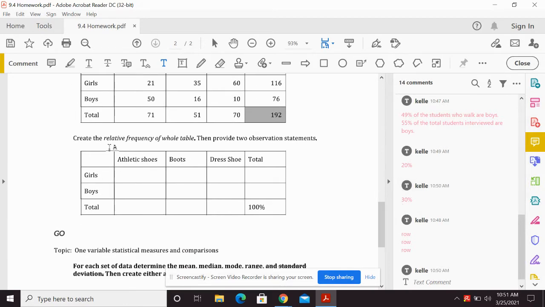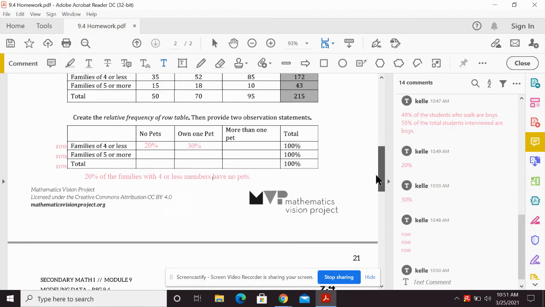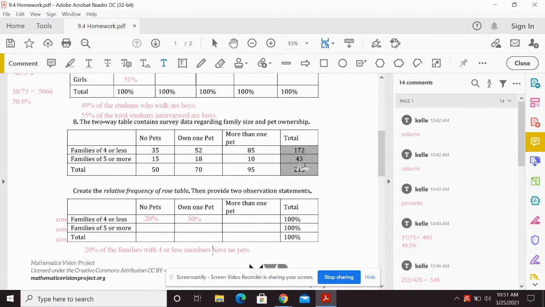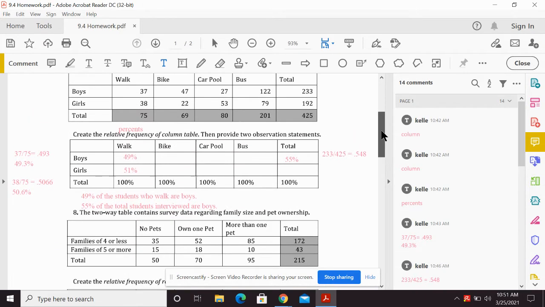And then this last one, you're doing the relative frequency of the whole table. They highlight your important totals. So when you're doing the columns, when you're doing the rows, they highlighted the column. This is the row table, so they highlighted the totals you need to use.